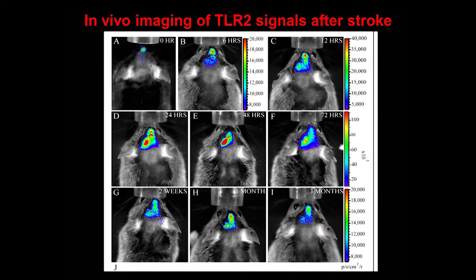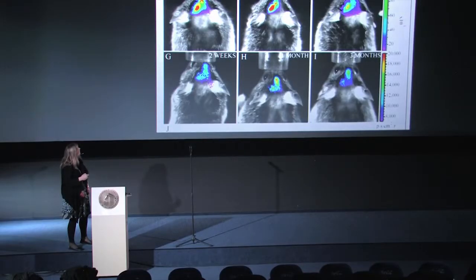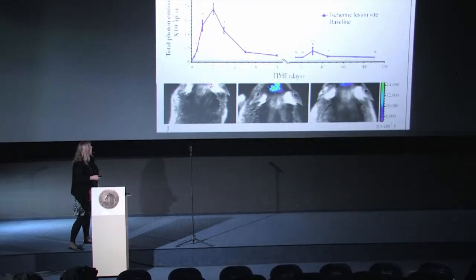In this slide, you can see a single animal that we followed for three months. So what did we learn? We learned two things. First, that inflammation after stroke, at least microglial activation and activation of innate immune response, is a chronic response. It can last for several months. And we also learned that there are signals that we can detect in other parts of the brain, not directly related to the injury. And this is just quantification of the signal.